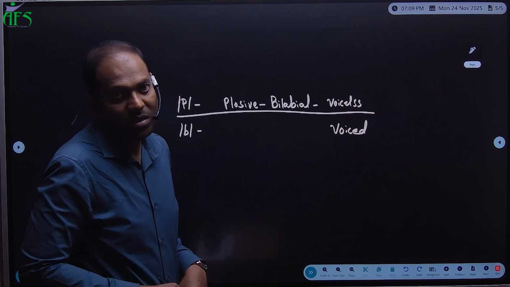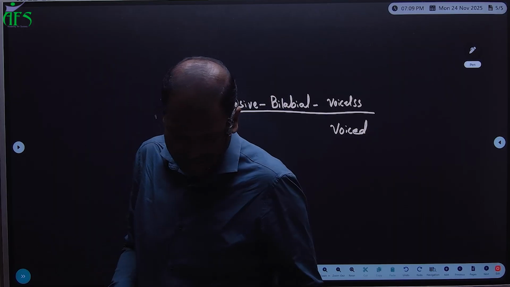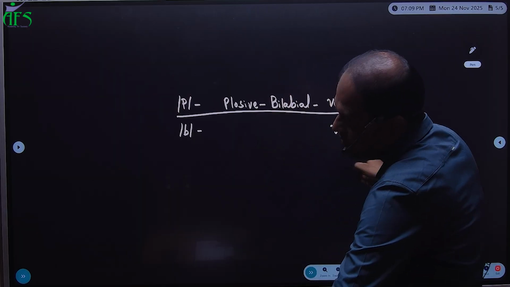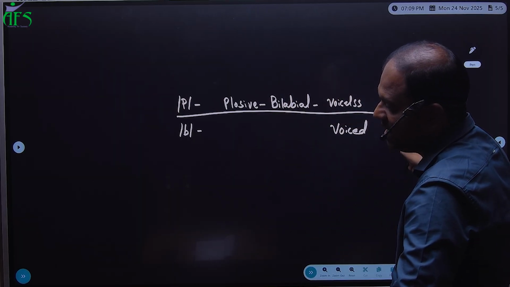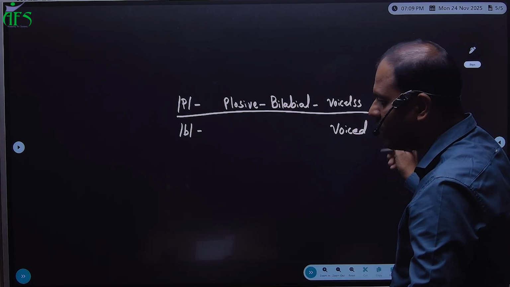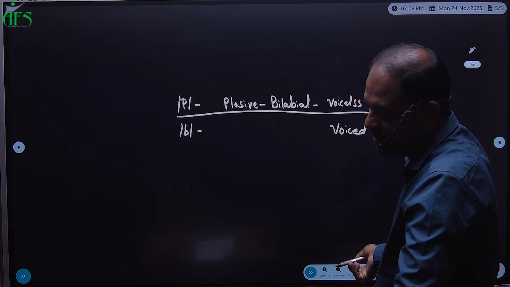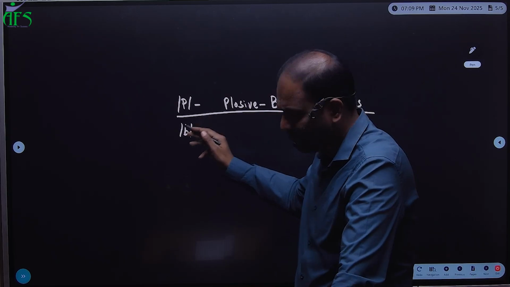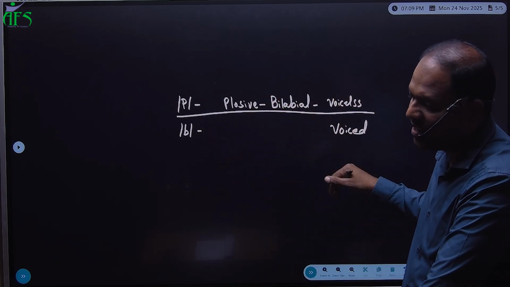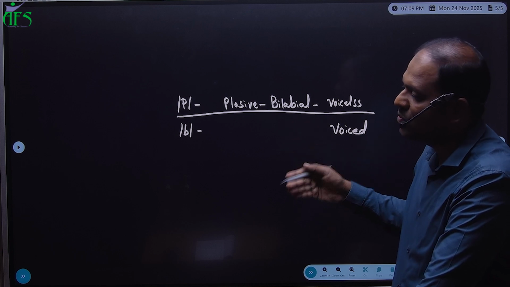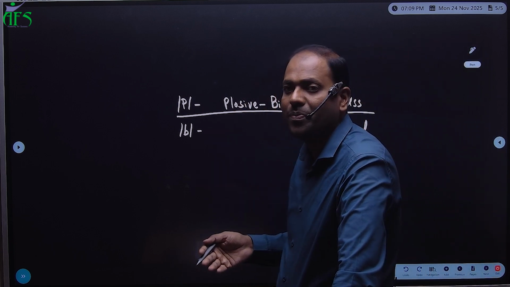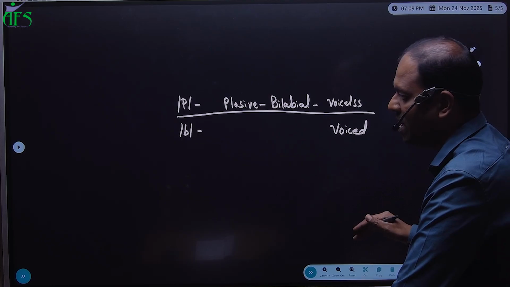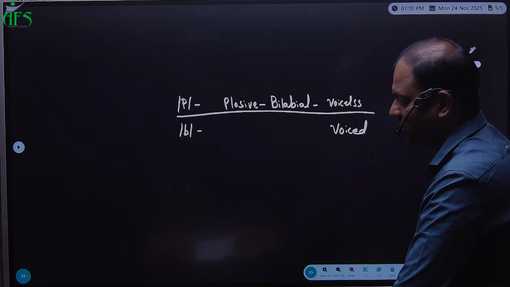Right? Th. How will you describe the sound th? Dental, fricative, voiceless. The dental fricative. Right? K, g. K: plosive, velar, voiceless. G: plosive, velar, voiced. So this is the way to describe the speech sounds. You may be asked to describe the sounds. You got it?